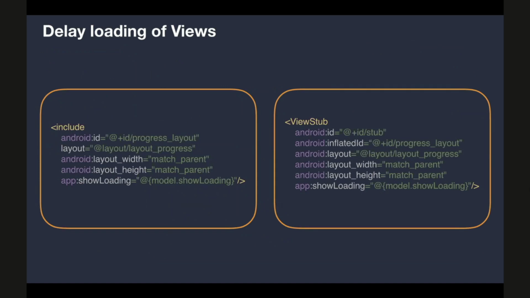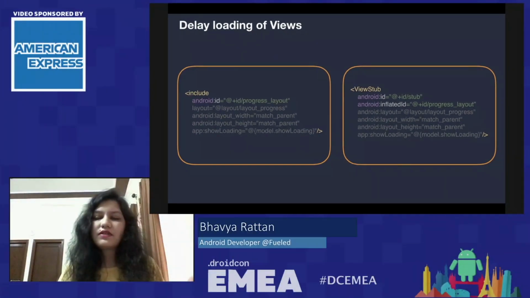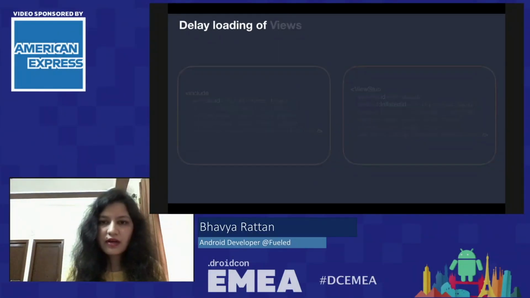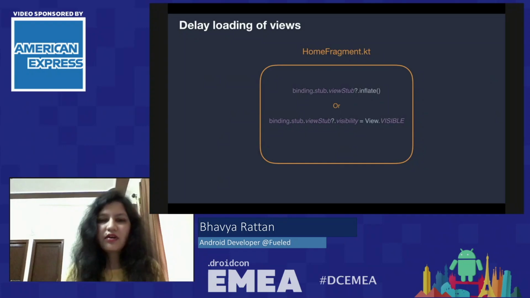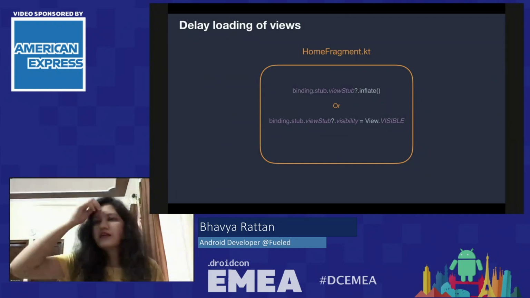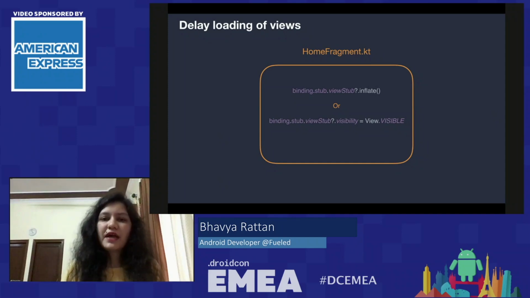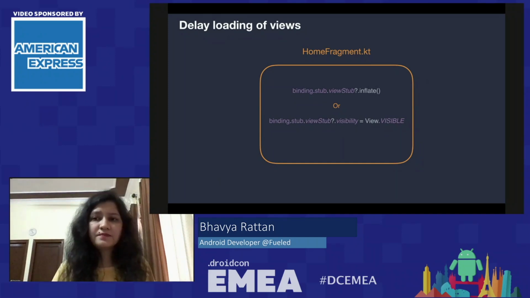As you can see, we had an include layout and then we want to change it to a view stub. So this is the only piece of code that we want to change. We provide the inflated ID, which would be used later to get the reference to the layout which is inflated using this view stub. And that's it. In your fragment, you can inflate the layout whenever required, whenever the user interacts with your screen, by calling the inflate method or by setting the visibility to visible.